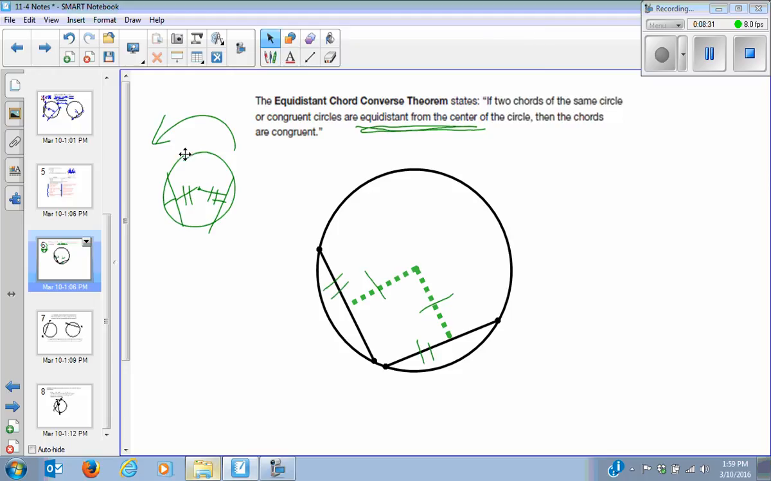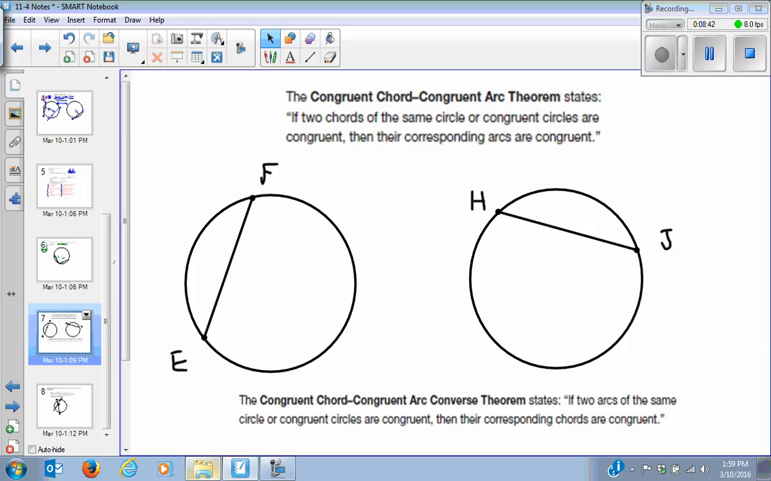Remember, you're going to have all these different theorems that are going to be all mixed up. The only way you are going to get them down is to make some flashcards and go over them so you don't mix them up.